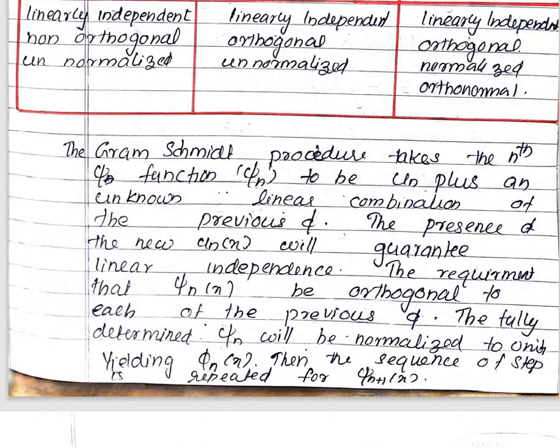So here we will orthonormalize a set of functions using a simple procedure. That procedure is known as the Gram-Schmidt orthonormalization procedure. So we have to take the Gram-Schmidt procedure, take the nth function, that is psi n, to be.